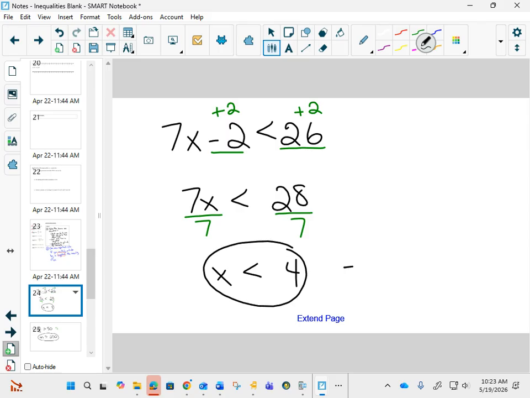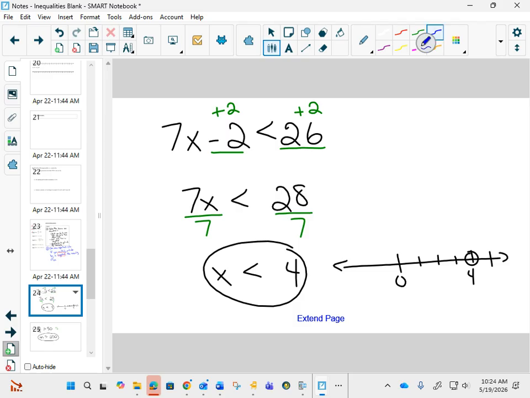On a number line, I'd like you to draw the number line for this one. I'll put 0 in the middle: 1, 2, 3, 4, 5. Here is 4. When we show this answer on the number line, remember, sometimes we did open circles, sometimes we filled them in. So at 4, should I do an open circle or should I fill that in? Because there's no equal sign, we have an open circle.